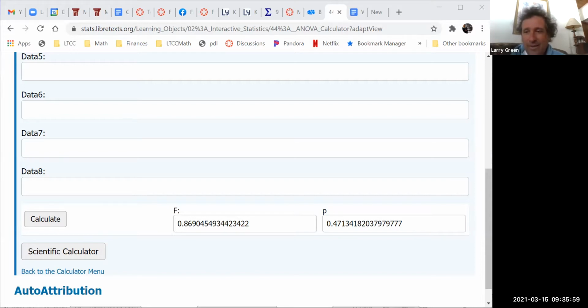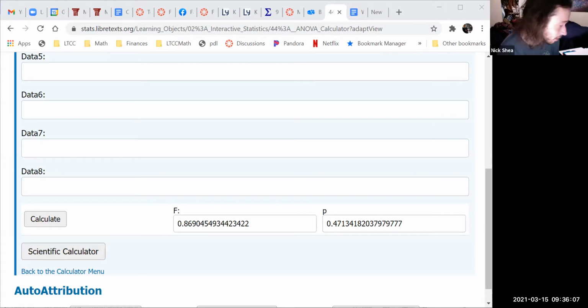We got a high p-value. You would fail to reject the null hypothesis. Yeah, you can't say race is not a factor.